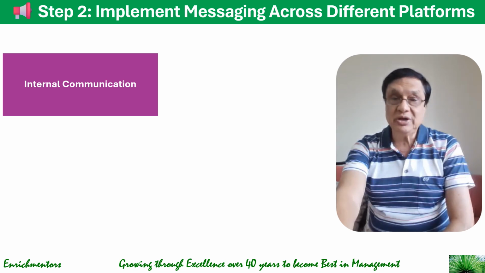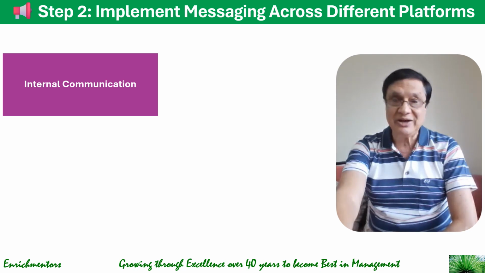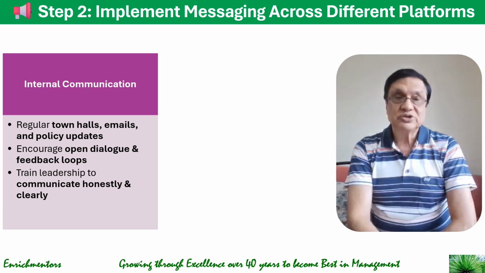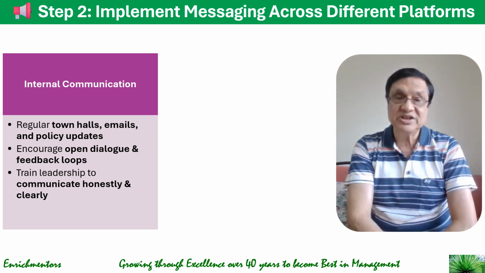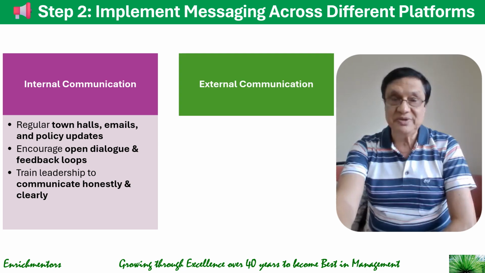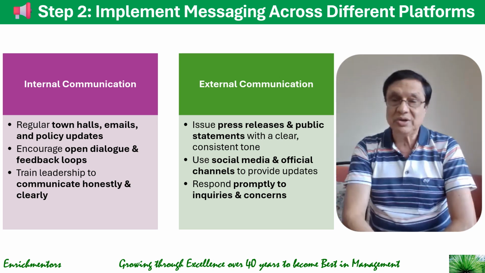You can do it through regular town halls, emails, and policy updates. You can encourage open dialogues and feedback loops and train leadership to communicate honestly and clearly. So that's how you can do this messaging internally. For external communication to customers, media, regulators, and public, you can issue press releases and public statements with a clear, consistent tone. You can use social media and official channels to provide updates, and you need to respond promptly to inquiries and concerns.